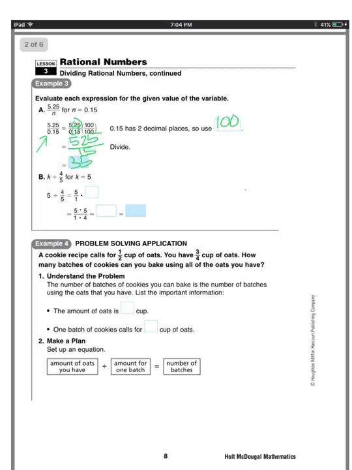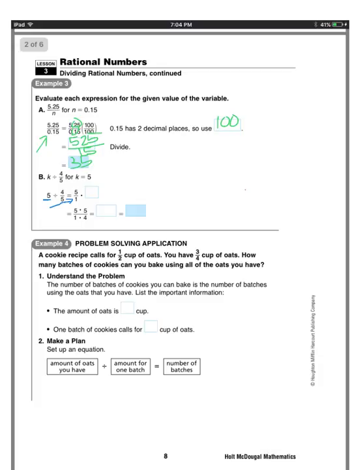okay, the next one, k divided by 4/5 for k equals 5. Now, notice here, instead of a k, they put a 5 because they said they wanted k to equal 5. And they have 5 over 1 because they made the whole number 5 into a fraction, and we do that by putting it over 1.